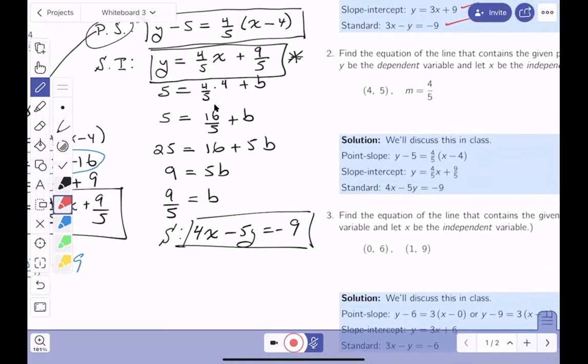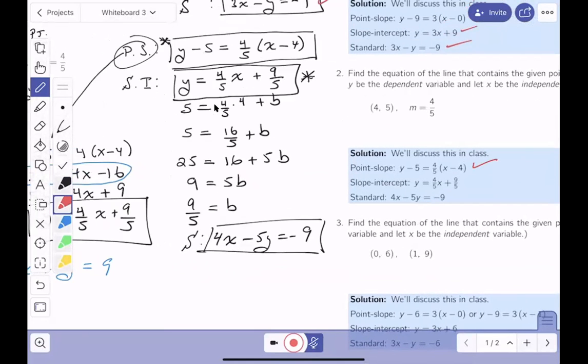Let's see if I made a mistake. Y minus 5 equals 4 fifths times x minus 4. Gee whiz, I got that right. Did I get this one right? 4 fifths of an x plus 9 fifths. Gee whiz, I got that right. Did I get this one right? 4x minus 5y equals minus 9. Bingo, we got it right.